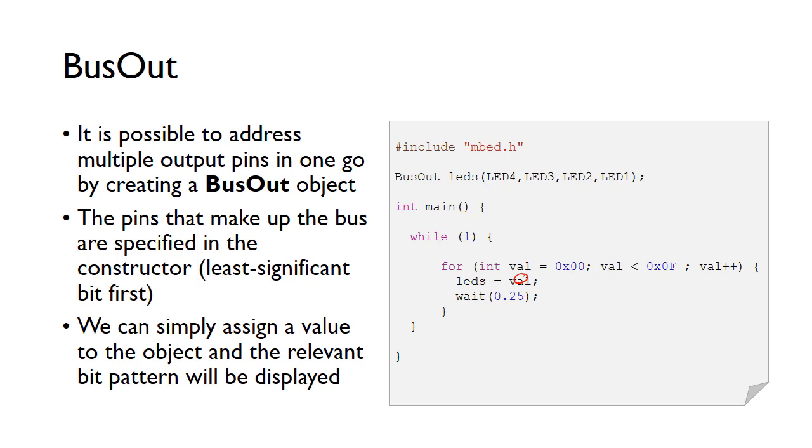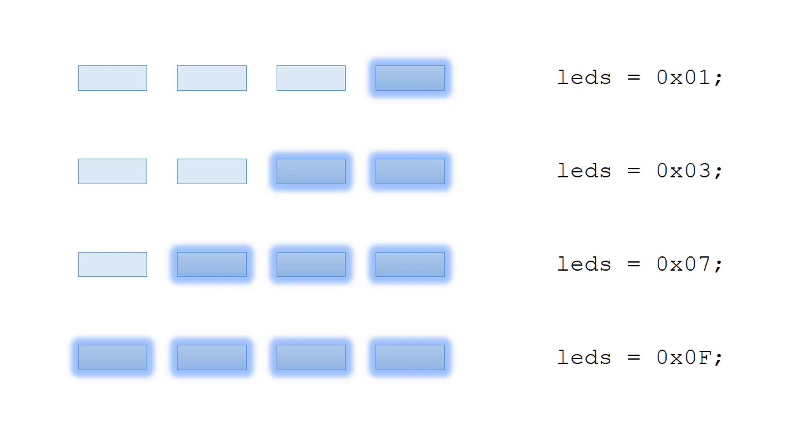So now, I've used this assignment shortcut here, assigning that value to the LED bus. So you can see when you look at the LEDs on the front of the mbed, for example, when LEDs is just equal to 1, we're going to have 0, 0, 0, 1. So this LED will come on.